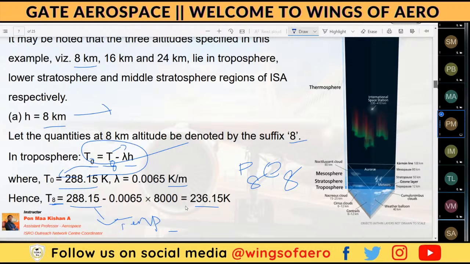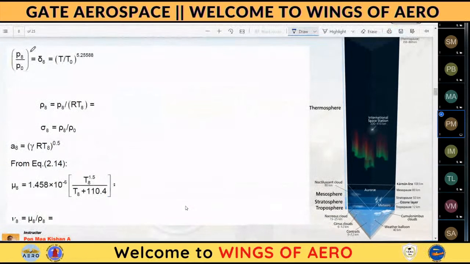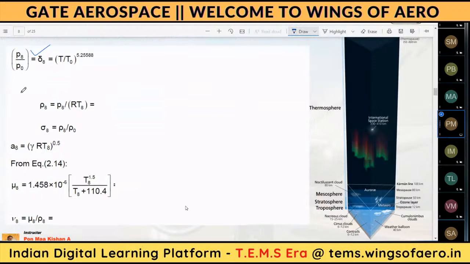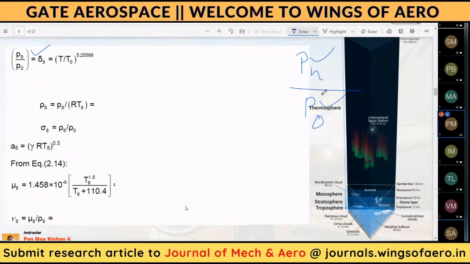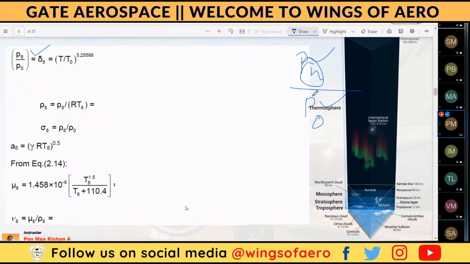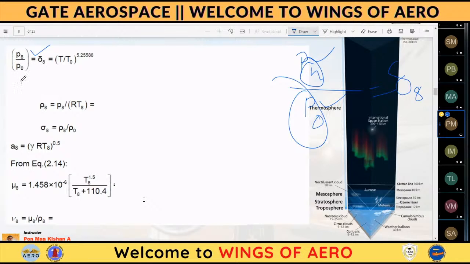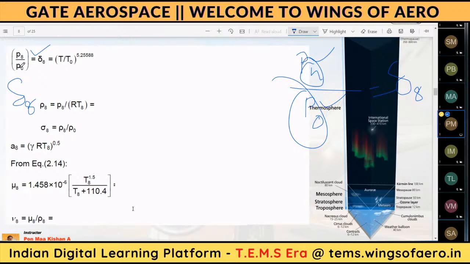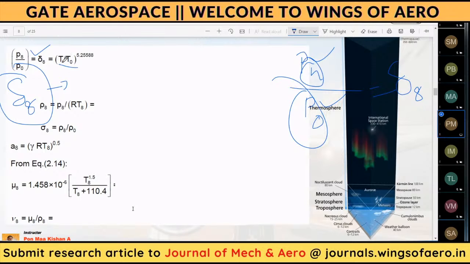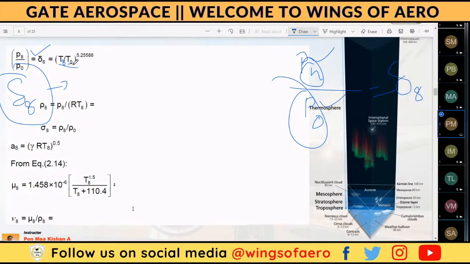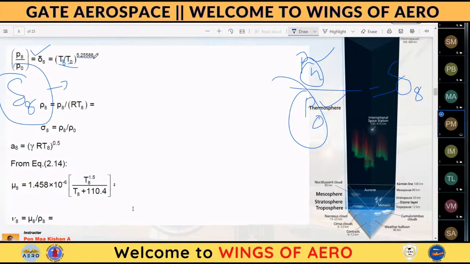So let's go for calculating the pressure ratio. The ratio between the pressure at a particular altitude and the sea level pressure is called the pressure ratio. It is given with delta suffix 8, just P8 by P naught. That is the pressure ratio at 8-kilometer altitude. It is given by the temperature at 8-kilometer altitude divided by the temperature at sea level, to the power 5.25588.